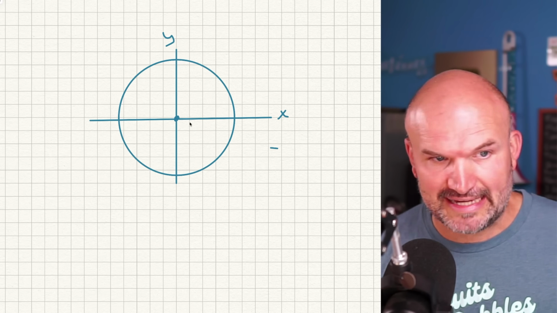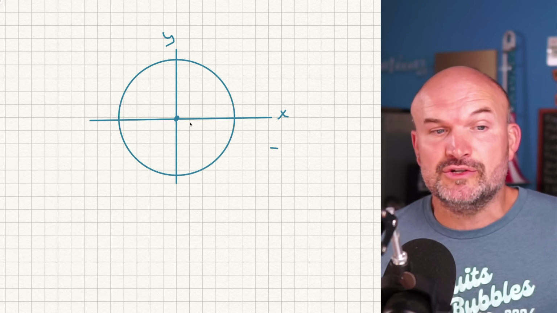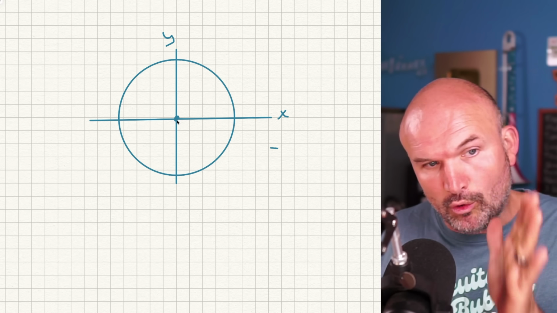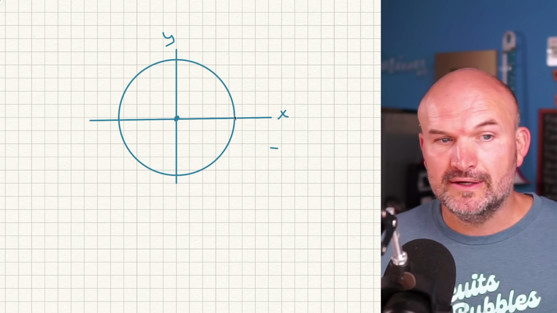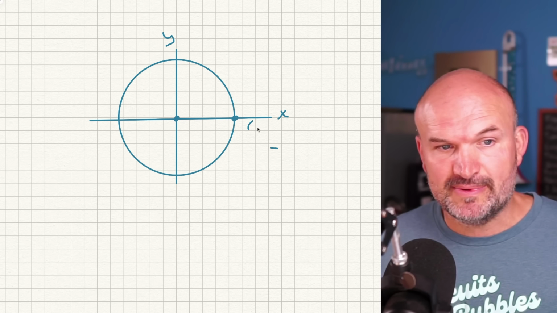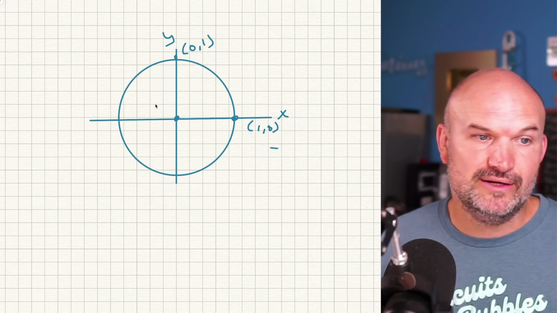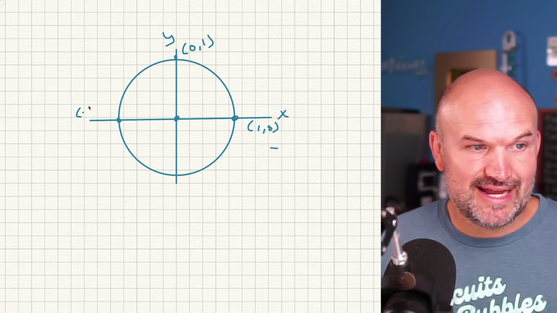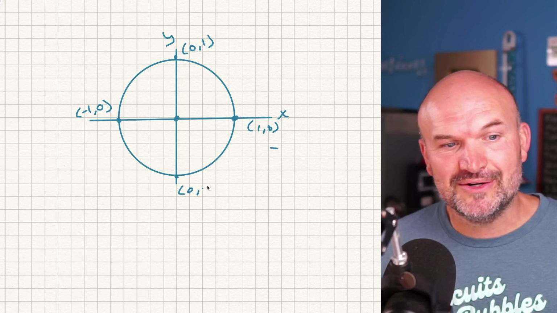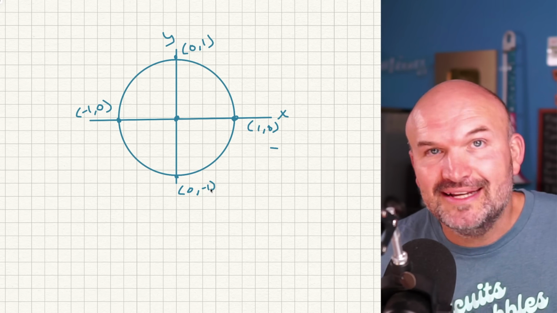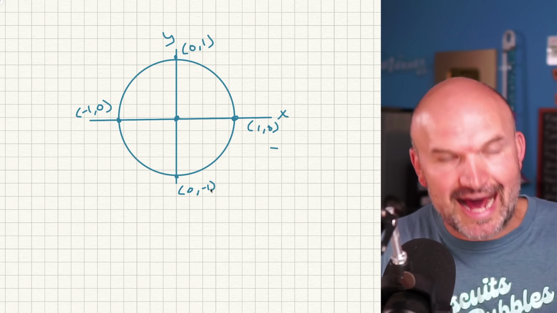Okay. So we have this point, which we know is going to be 0, 0. Now, the interesting thing about the unit circle is that it's dealing with the unit as 1. So the distance from our origin to any point on this unit circle is simply going to be 1. So this point is going to be 1, 0. This point is going to be 0, 1. This point is going to be negative 1, 0. And this point is going to be 0, negative 1. And ladies and gentlemen, guess what? You have now just found the top 4 points on the unit circle that I want you to know.